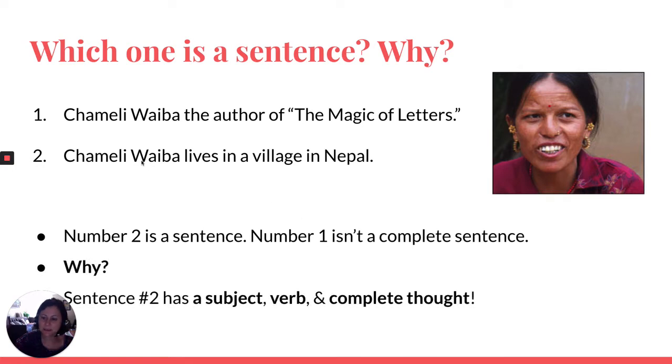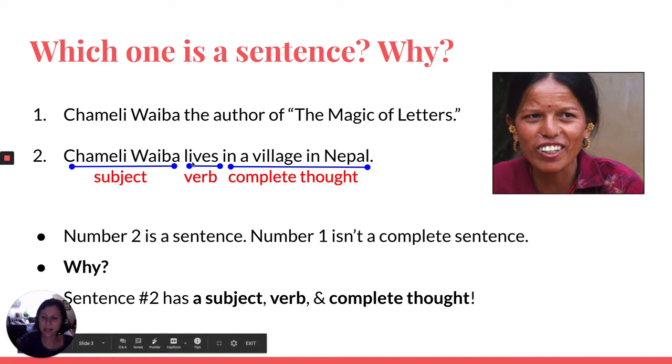Basically, number 2 has a subject, Chameli Waiba, and a verb, lives, and a complete thought, in a village in Nepal. To have a sentence in English, you need to have these 3 components in order to have a complete sentence. The first one is not complete. What's missing? It's actually missing a verb. You would need, for example, is. Chameli Waiba is the author of The Magic of Letters.